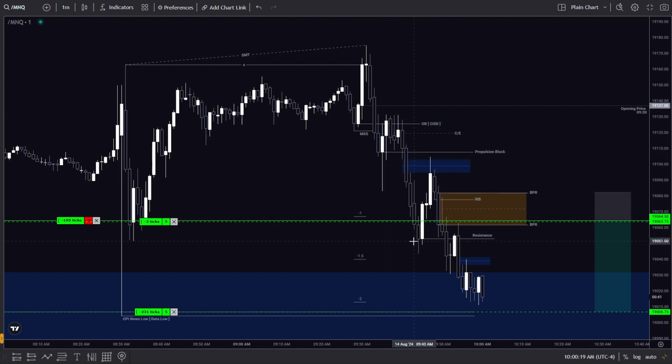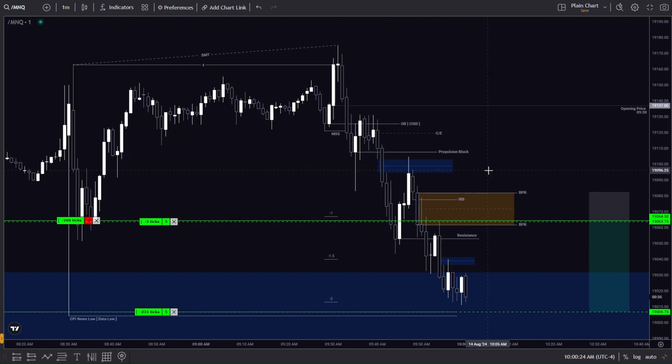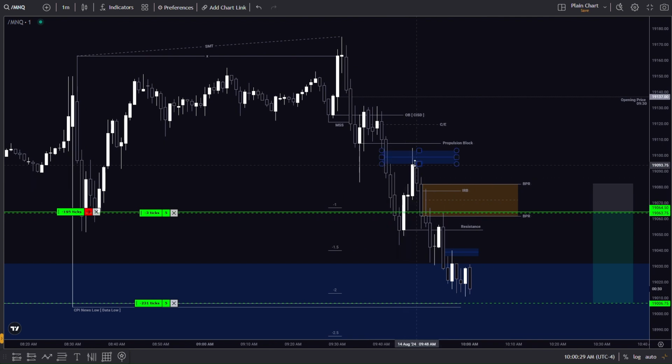And we displaced again, creating a propulsion block. And then we rebalance to this 1 minute fair value gap. Now this right here could have been your second entry. But for me personally, I wouldn't take this just because we've already swept this low, right? So I'm not confident until we get this move down and we get an immediate rebalance.